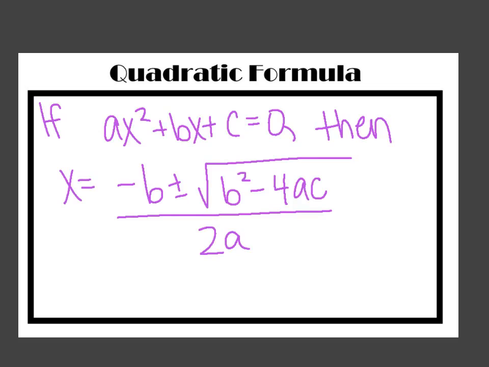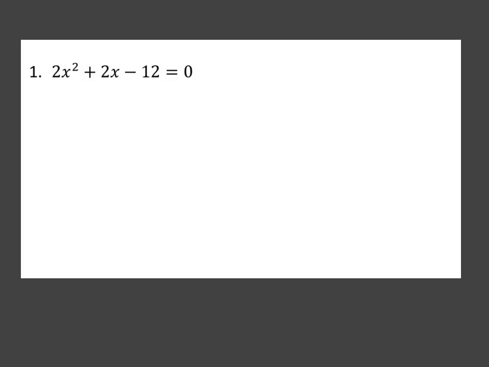Our formula is called the quadratic formula, and what it says is, if ax squared plus bx plus c equals 0, then x equals this huge big formula. Now, don't worry, I will teach you how to use it, I promise. Let's look at example number 1.